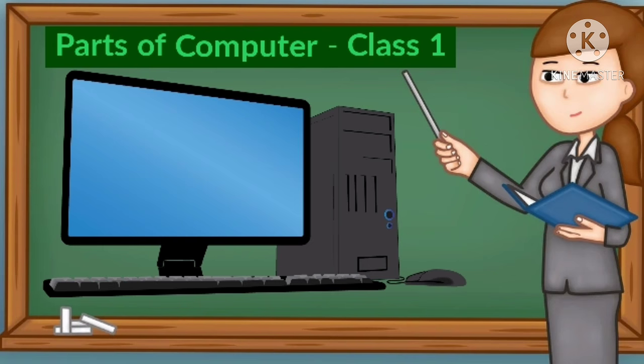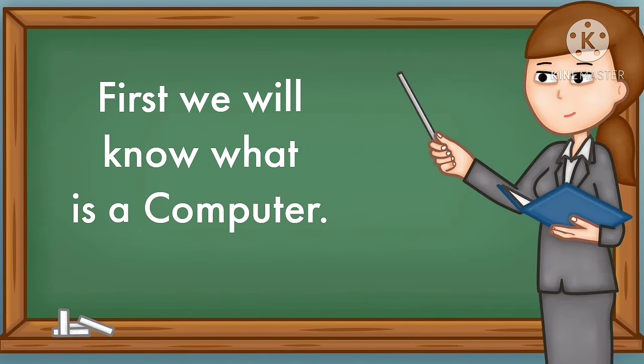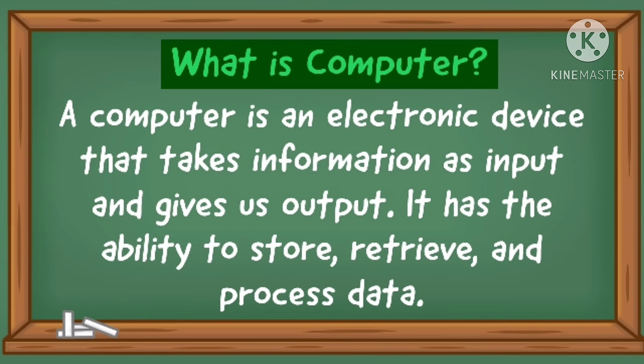Today we will learn the parts of computer. First, we will know what is a computer. A computer is an electronic device that takes information as input and gives us output. It has the ability to store, retrieve and process the data.